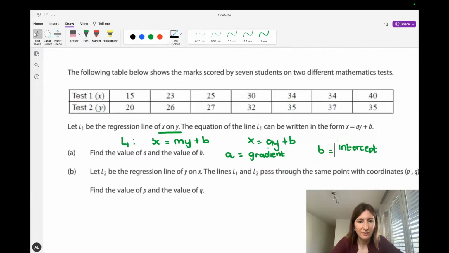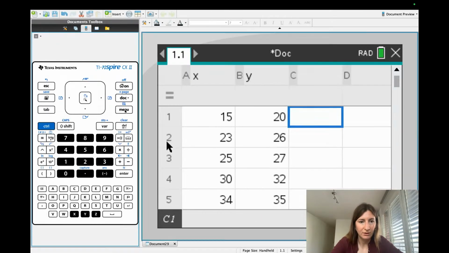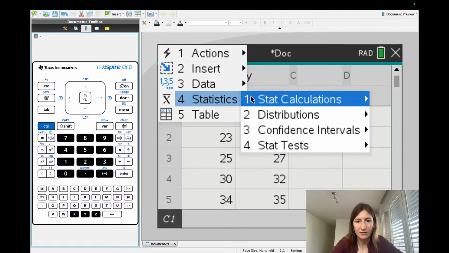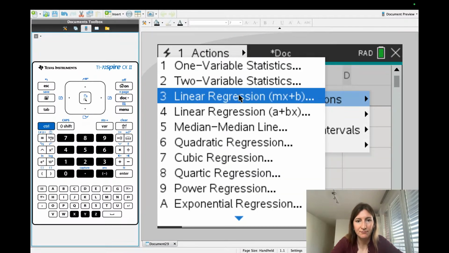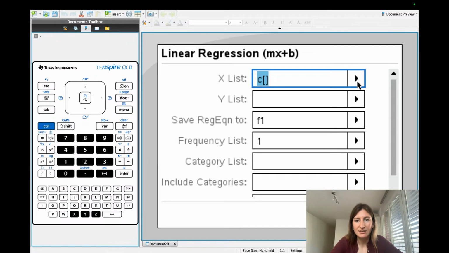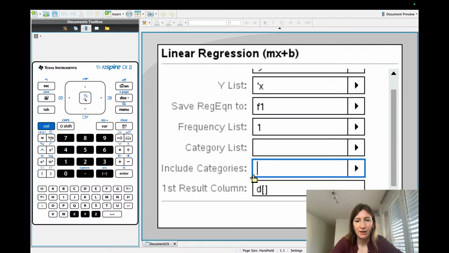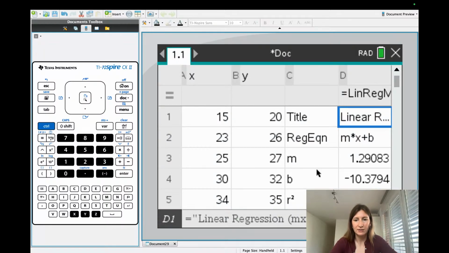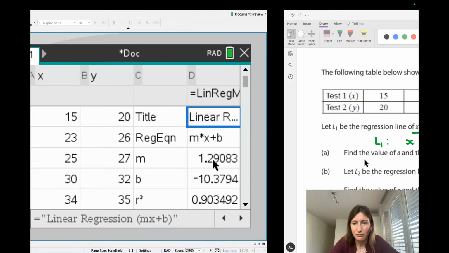So we're interested in x on y. So what does that mean? We're going to switch our x and y's in our stat calculations. So my x list is going to be my y list. x on y, we're switching them up. y is going to be x. And my results column, D is fine, but let's just go C. All right, there we go. So m is 1.29.